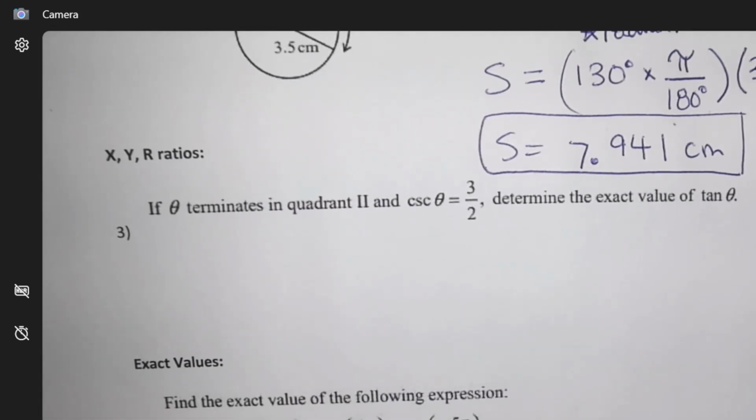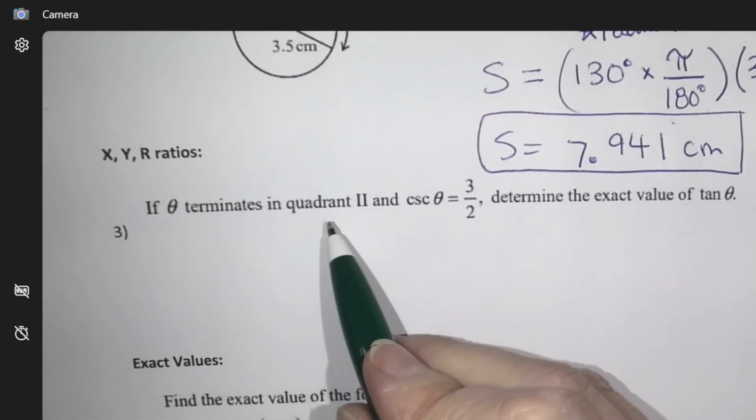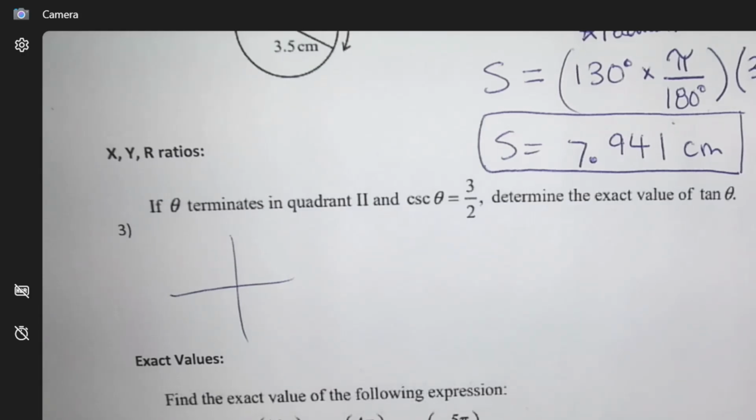Okay. We have an angle that is in quadrant 2. You got your ASTC down?